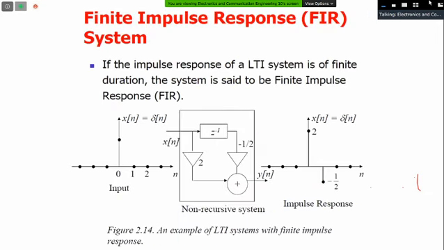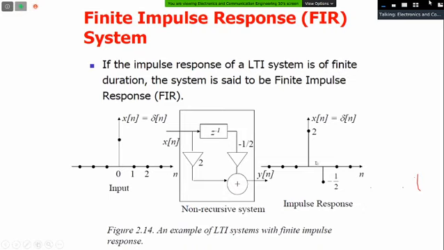Now, just to introduce, in our course we will deal in detail with these concepts of FIR and IIR, because in your syllabus the main focus is on the design of FIR filters and IIR filters. But just to introduce, let's say the input is delta n, that means the value is 1 at n equal to 0.